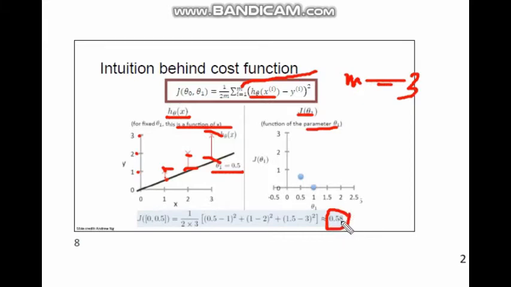From this 0.58, you plot it here, so we get the point for the parameter theta 1. You can continue with x1 equal to 1 to make your understanding better.